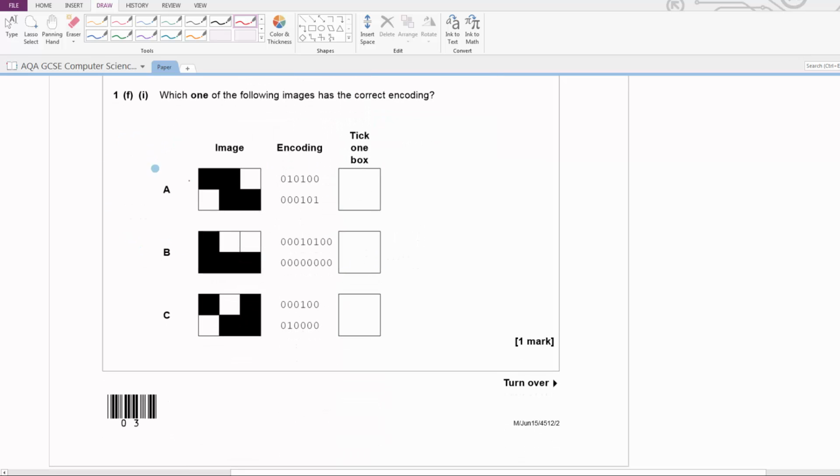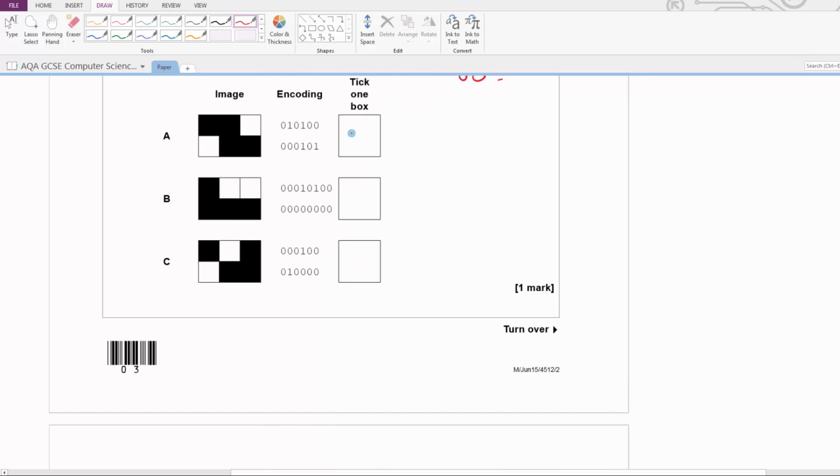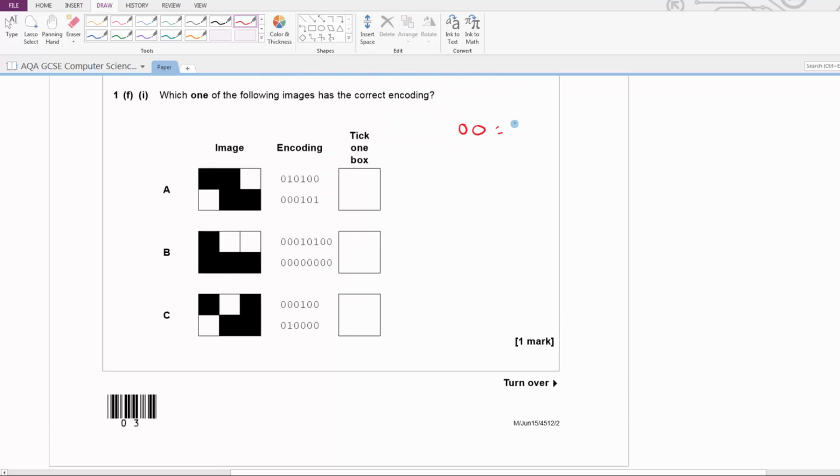So that's the thing we need to take from this little example, and we need to follow the pattern. It gives us 3 images and asks which one of the following images has the correct encoding. So the first one, let's remind ourselves, 0, 0 is black, and 0, 1 is white. The first 2 pixels here, we're reading from left to right. First 2 pixels are black, so we should get 2 0 0s. We don't, so this is automatically out of the question.